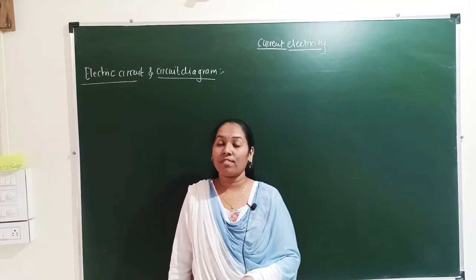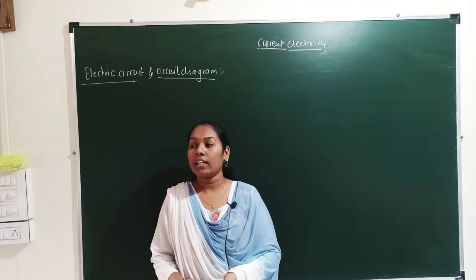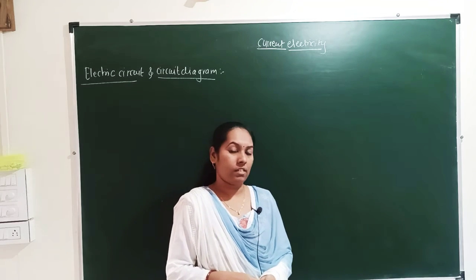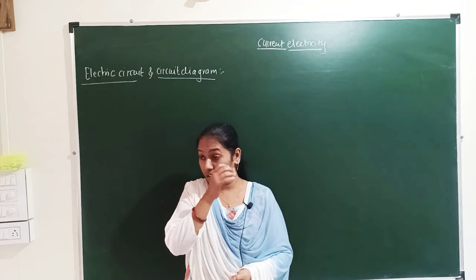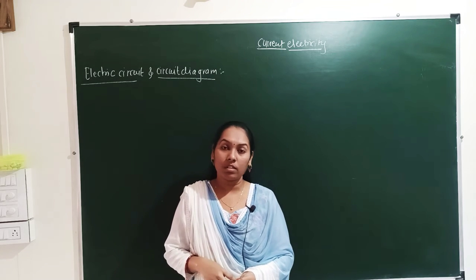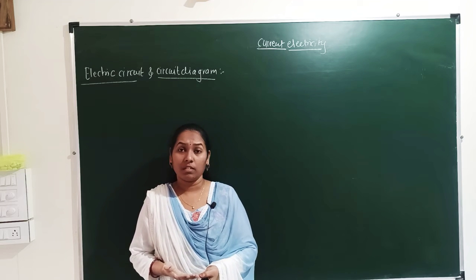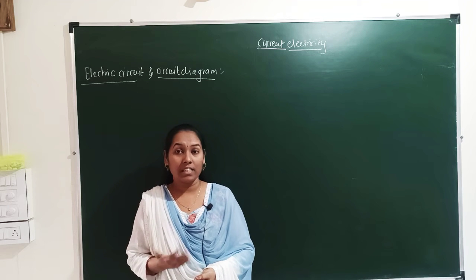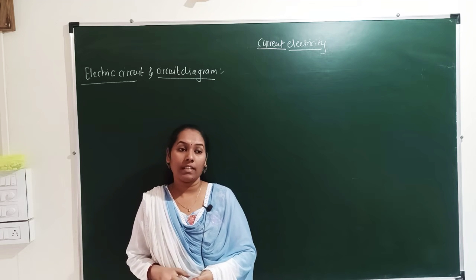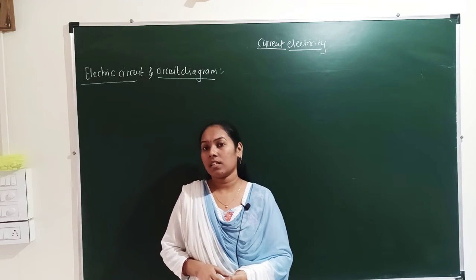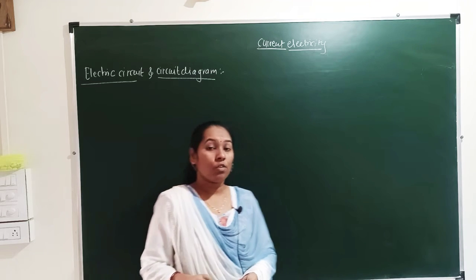What is the definition of an electric circuit and what is the definition of a circuit diagram? See, in previous standards you have seen the electric circuit and circuit diagram. In this video we are going to define the electric circuit and the electric diagram, or the circuit diagram. Electric circuit is a continuous path of electric current.